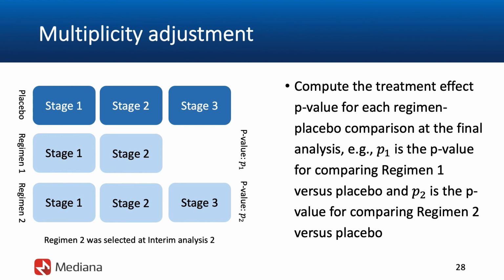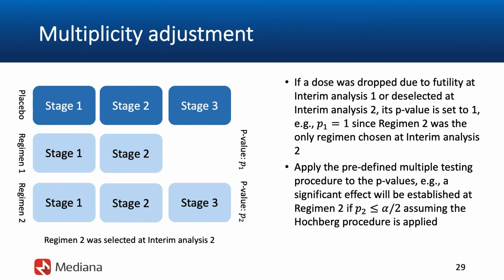How do we now compute an appropriate multiplicity adjustment? To be able to do that, first of all, we're going to compute the treatment effect p-values for each regimen versus placebo comparison at the final analysis. They will be denoted by p1. That's the, let's say, one-sided p-value for the comparison of regimen 1 versus placebo. And p2 would then denote a p-value for the comparison of regimen 2 to placebo. In a more general setting, when both regimens were selected for the final assessment, a predefined multiplicity adjustment would then be applied to the two p-values, p1 and p2, at the final assessment.